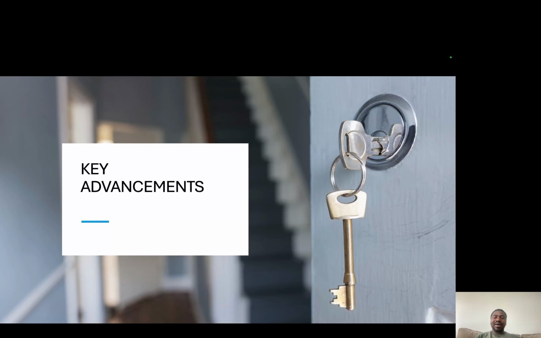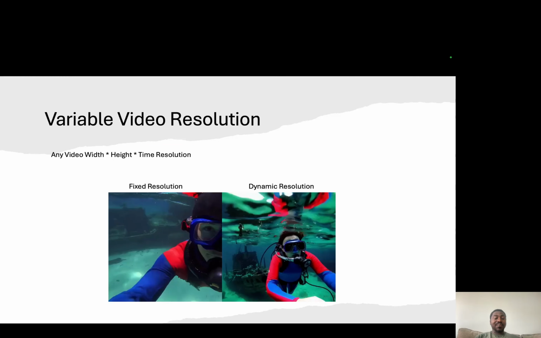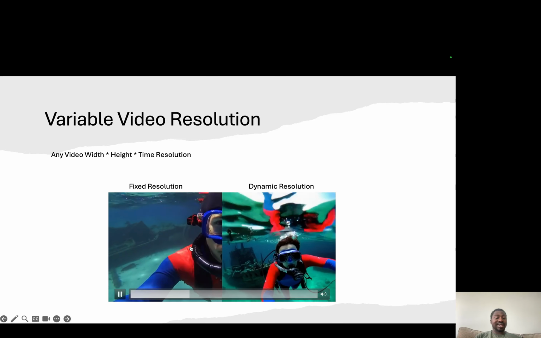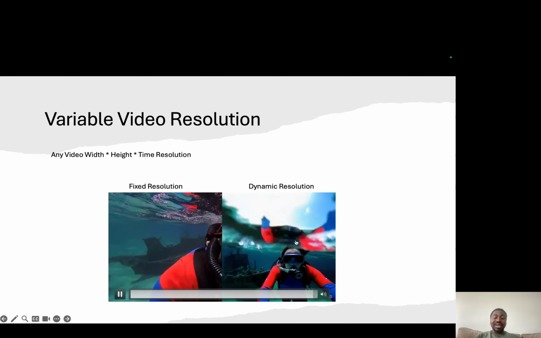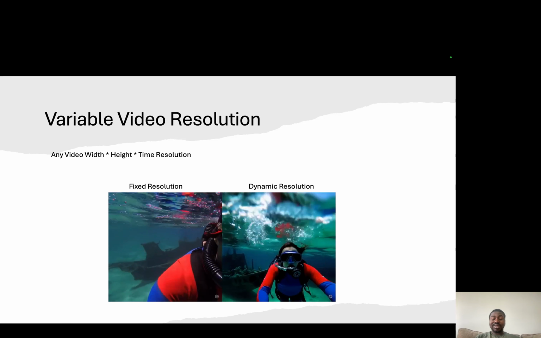So let's think about some of the key advancements that SORA really unleashed. First of all, unlike previous models, SORA is capable of variable video resolution, any width and height and any time. For example, this is SORA on the left trained with fixed video resolution, and you can see some of the challenges that it introduces. But by being trained on dynamic resolution, it is able to generate videos that are more sensible. This was a really innovative thing because most models just have a fixed resolution that they generate, and that creates a lot of problems, as we can see here.